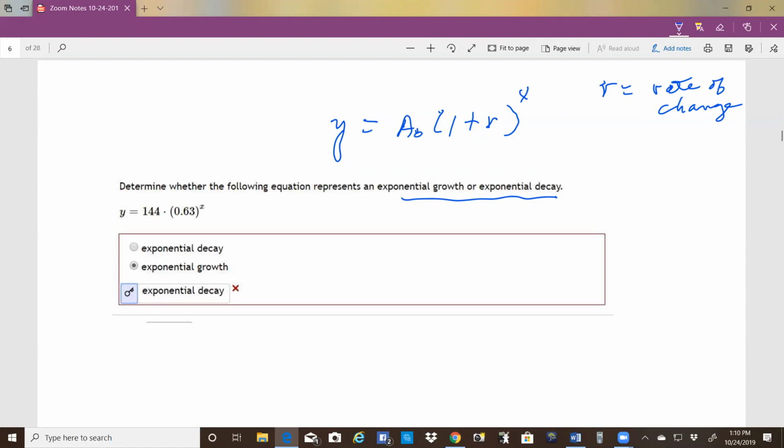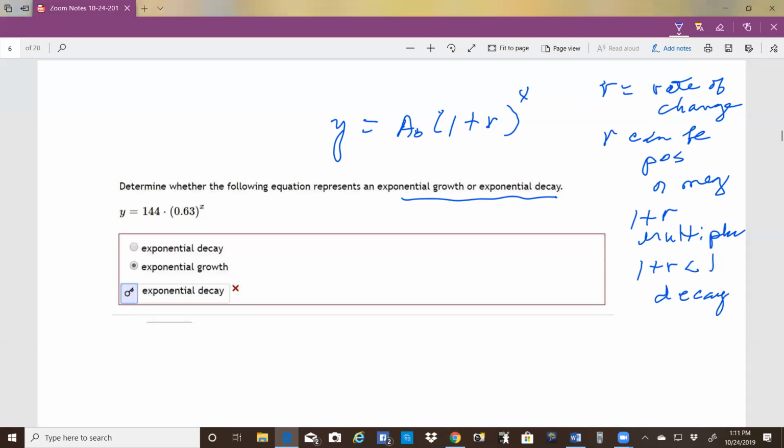And if r can be positive or negative, if it's negative, 1 plus r is less than 1. Okay, now the multiplier is called 1 plus r. And if 1 plus r is less than 1, it decays. And if 1 plus r is more than 1, it increases.